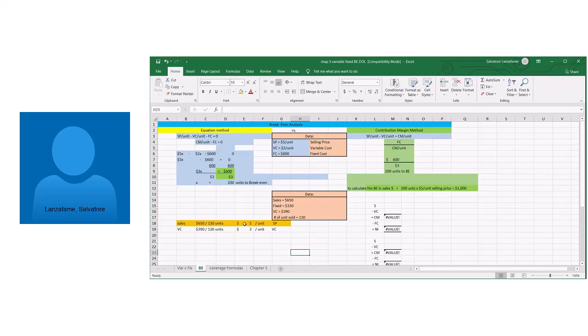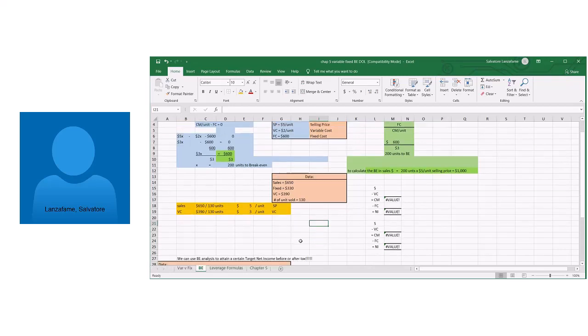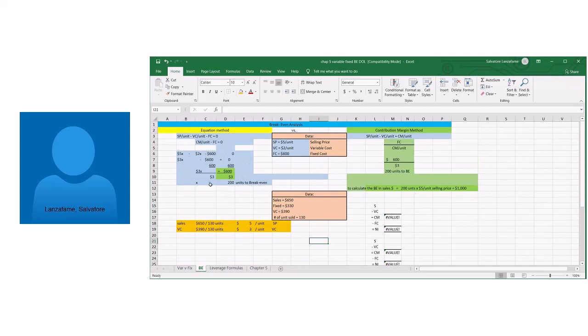Okay, so why don't you pause the recording for a second, and go and recalculate your break even now that you have this new information. Okay, if you are back with me now, what you want to do is go through whichever technique you like, equation method or contribution margin method.